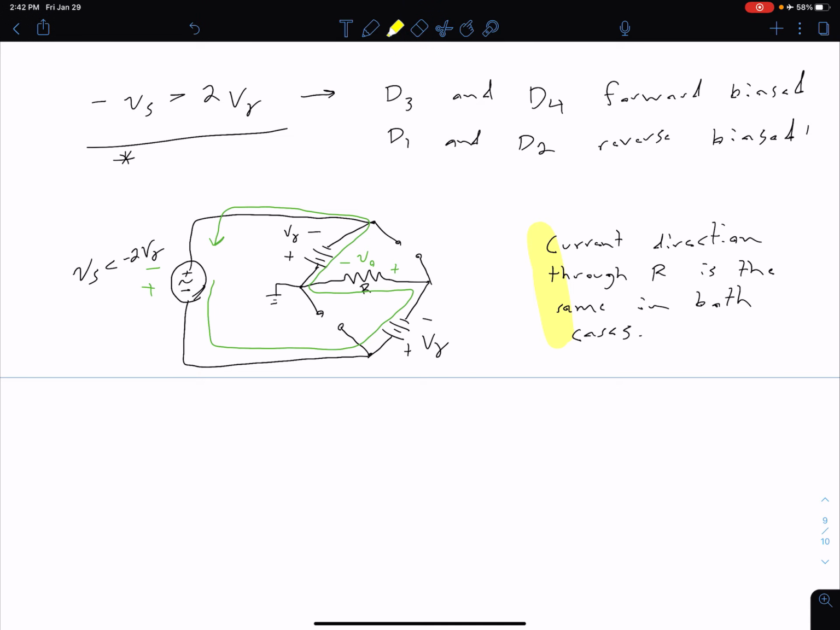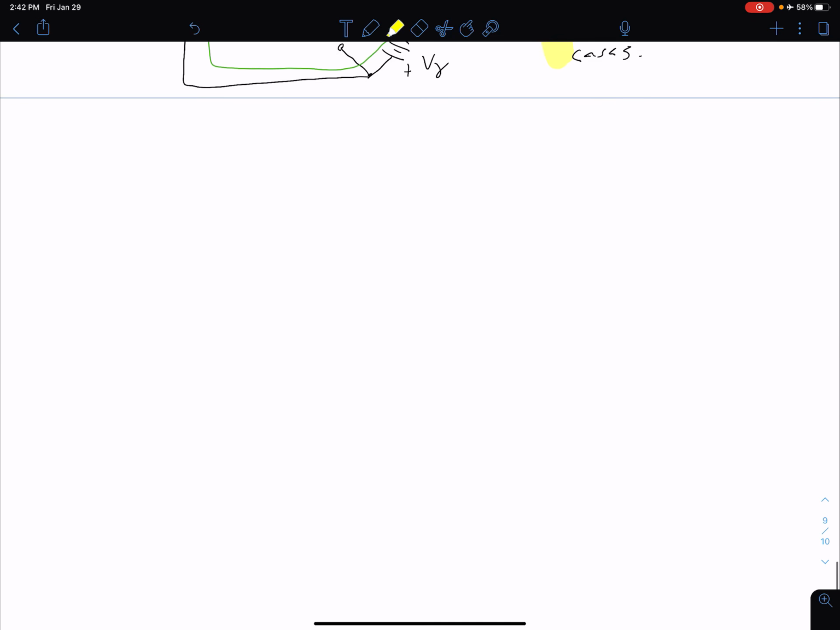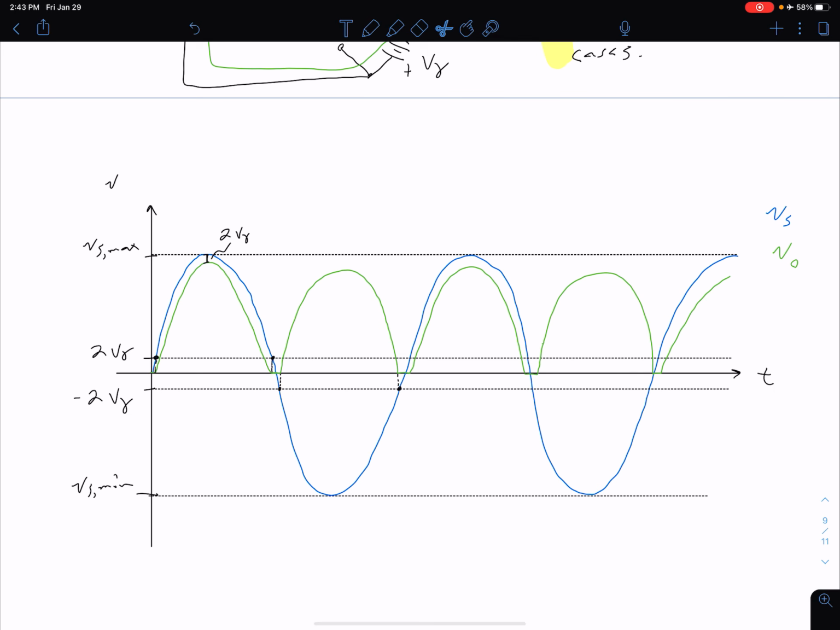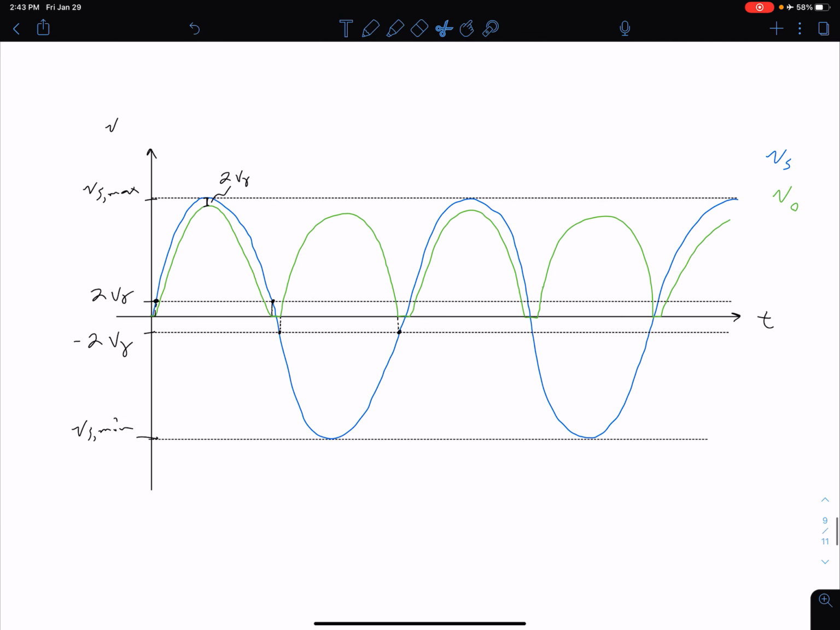Okay, so again, we can look at this graphically. What I've actually done is copy our waveforms from our previous discussion, but I'm going to highlight a couple things that are different here. Because we have to overcome 2 V gamma as opposed to just V gamma, note that these points here are now 2 V gamma and -2 V gamma respectively. And what that means is that the difference between the peak values of our output and our Vs is 2 V gamma as opposed to just 1 V gamma for our center tap transformer circuit.